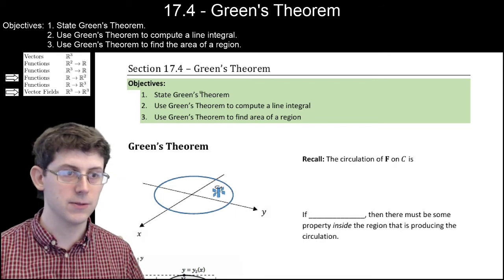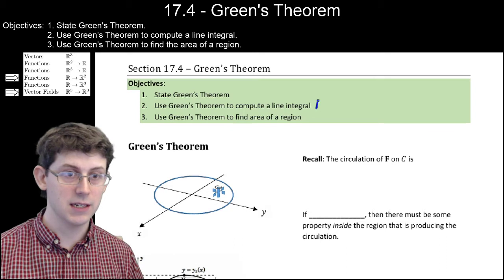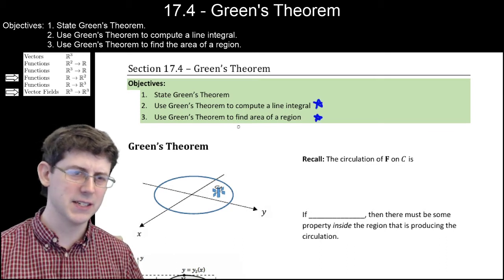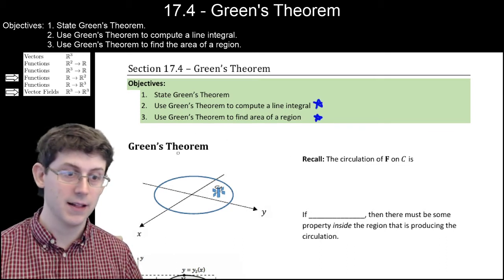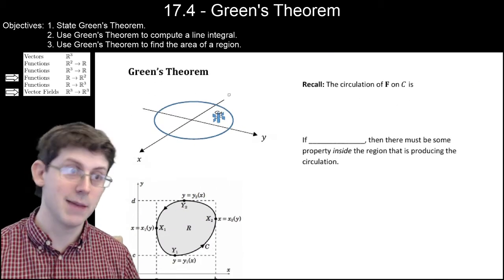The goal here is to first just be able to state and read what Green's theorem says. Then we'll use it to compute line integrals, and then we'll actually also be able to use it to find areas. So what is Green's theorem about? And then I'll show you the proof, a proof.